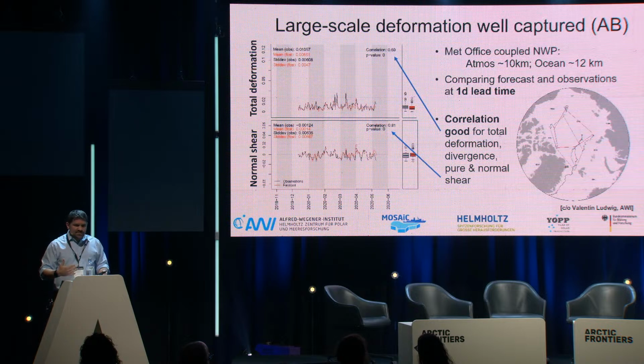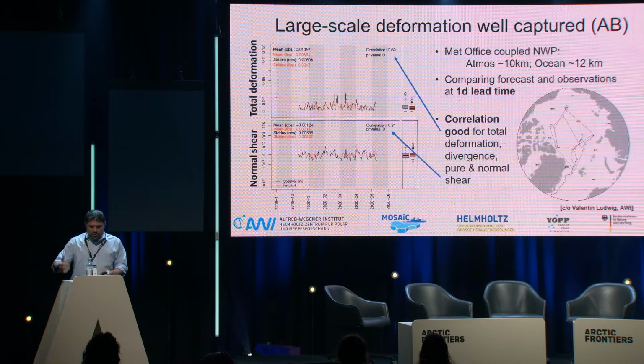And the correlation is actually very good for divergence, and both for pure and normal shear the correlations are 0.69 and 0.81. Valentin put p-value 0, but I think there's a truncation there. It's probably smaller than 0.001.